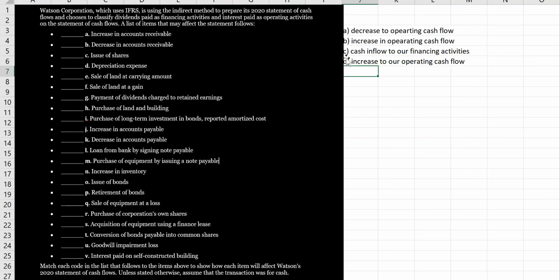The sale of land at the carrying amount. Well, the sale of land is going to result in an inflow in our investing section. So this is going to be an increase to our investing cash flow, because purchasing land is usually an investment that companies make.